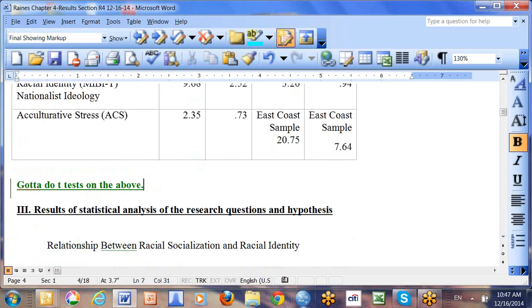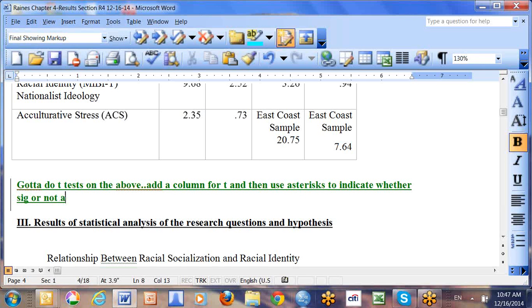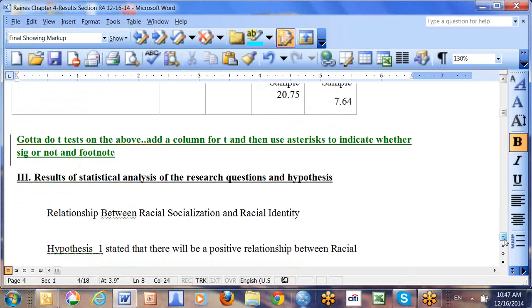Add a column for t, and then use asterisks to indicate whether significant or not. And then, of course, the footnote. You know what I mean by the footnote, right? Yes. Okay. So that will be good.